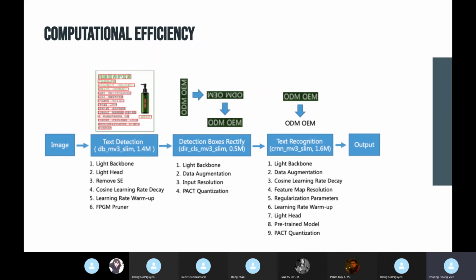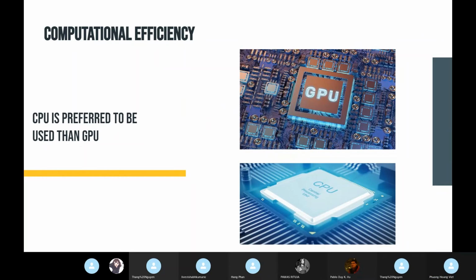We need something. Can you make one slide? So why is CPU preferred over GPU?